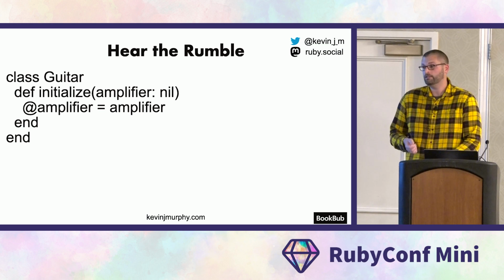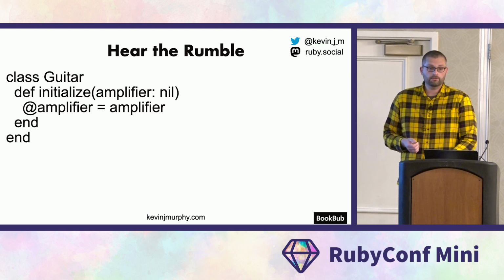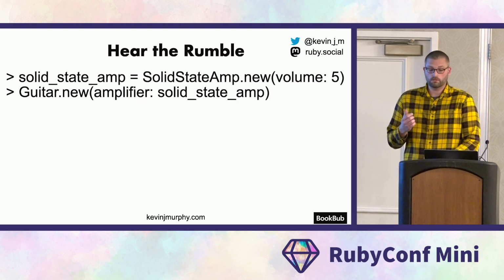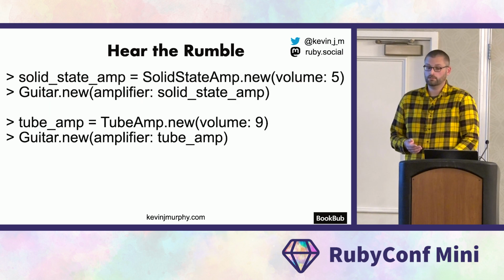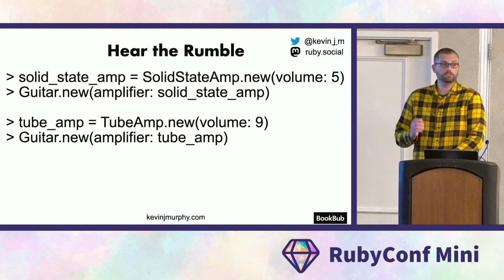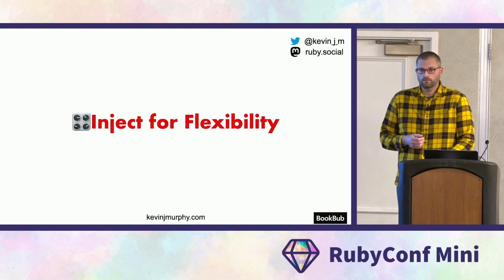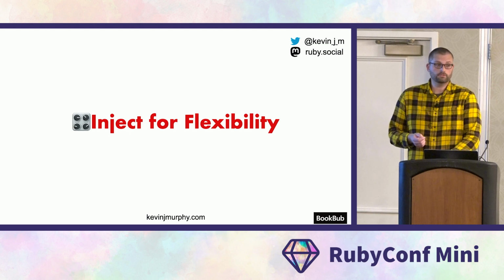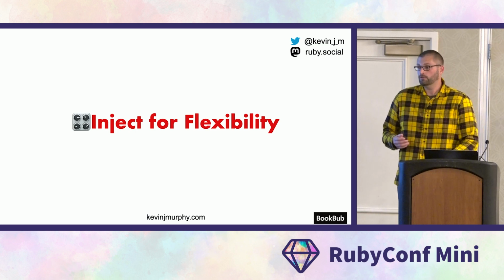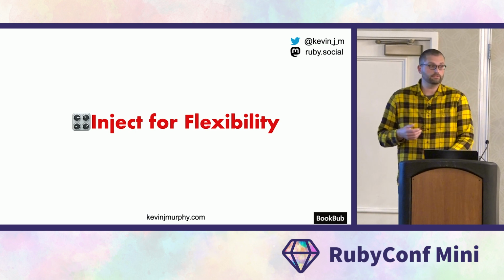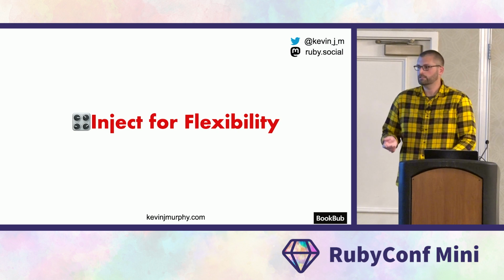This is a term called dependency injection, and this allows us to create a guitar that will work with a solid-state amp or a guitar that will work with a tube amp without having to change our guitar class at all. This dependency injection gives us flexibility to let us decide later on, a little closer to runtime, how we're actually going to define the way that these things work together, but we know we have a common interface to do it.